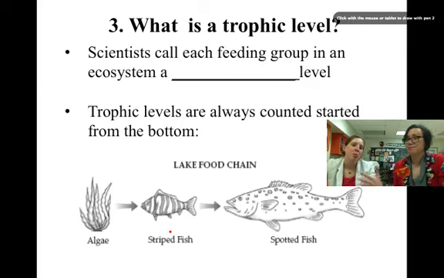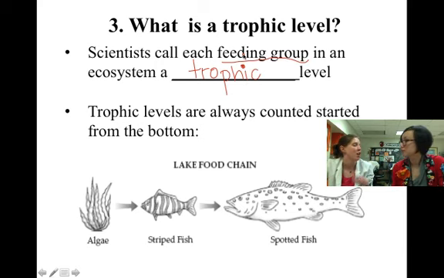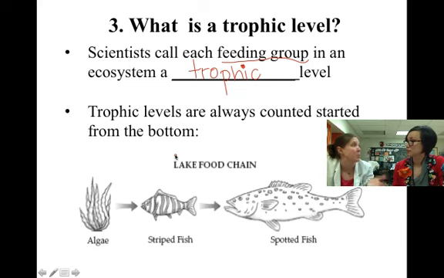So besides just producers and consumers, we can also group similar organisms into what are called trophic levels, which are basically like a feeding group, a group of organisms that share a similar feeding pattern. Okay, and why would we talk about feeding groups, Ms. Hines? Why is that significant? Because that tells us about how organisms obtain energy and how energy flows through an ecosystem. Yeah, and it also tells us how much energy is present within those organisms.